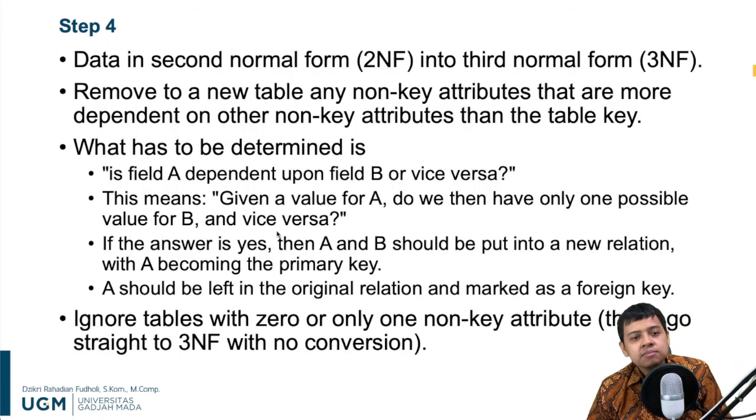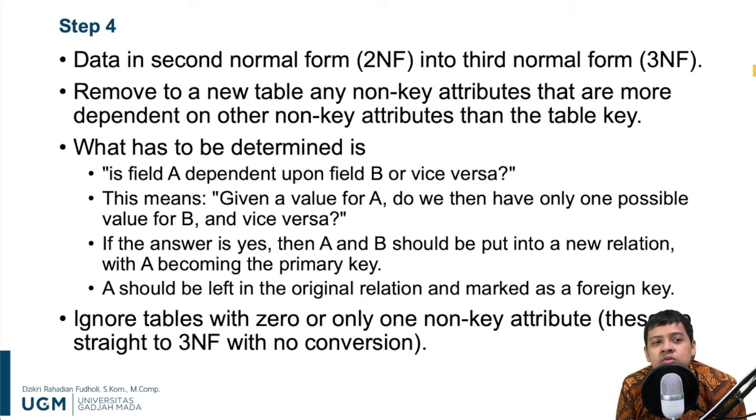Now, the last step in this video about normalization is step 4: data in the second normal form, or 2NF, will be changed into 3NF. We need to remove to a new table any non-key attributes that are more dependent on other non-key attributes than the table key.